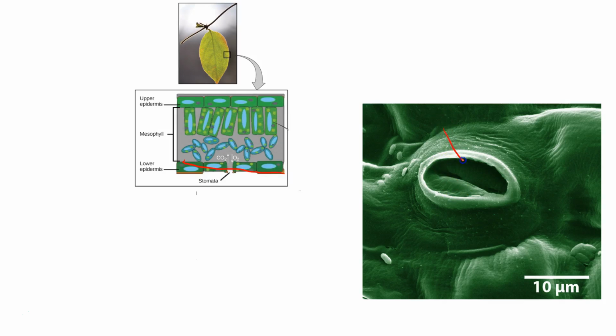So carbon dioxide gets into the leaf, and oxygen leaves the leaf.